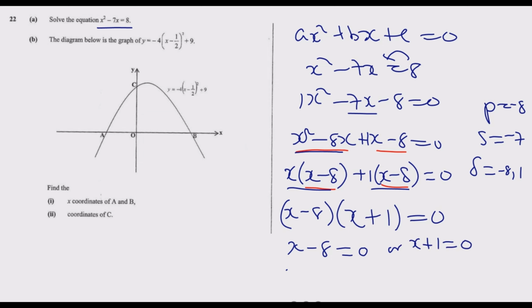Then we have x is equal to 8. The moment 8 crosses the equal sign, it becomes positive. Then we have x is equal to negative 1. The moment this one goes to the other side, it becomes negative. So this is how you answer part A to get the full marks. So let us move to part B.